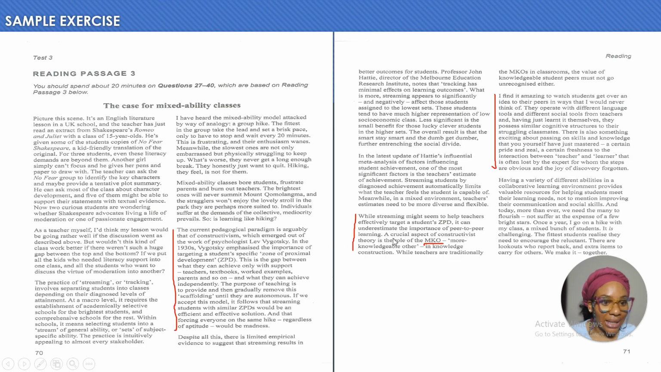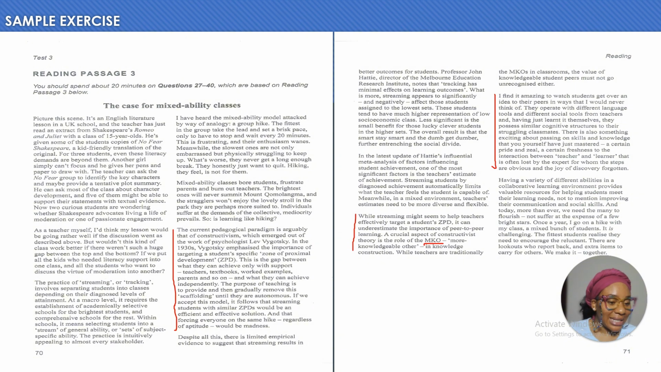All right, we stopped at: once a year, I go on a hike with my class, a mixed bunch of students. Now, at this point, don't run and pick yes just because the person writing is a teacher and he has said he goes on a hike with his class. That's not the point. The point is that doing this will help the students do better in class. So you have to keep reading until you see that, or a contradictory statement. I don't know if you understand.